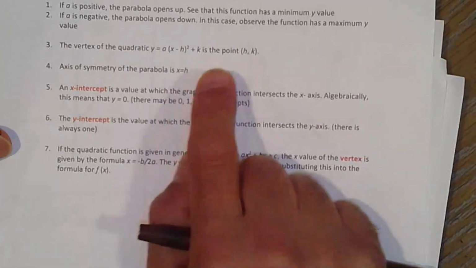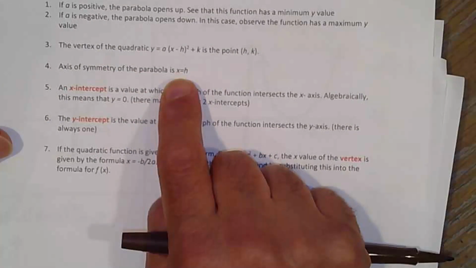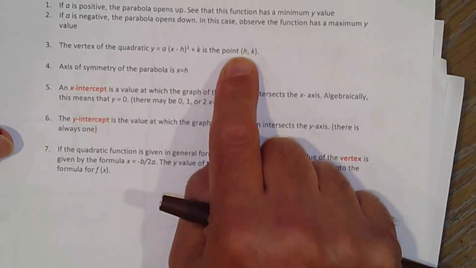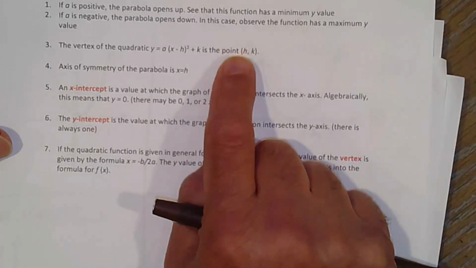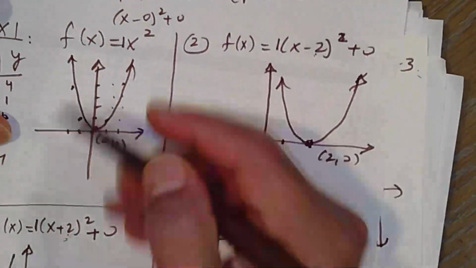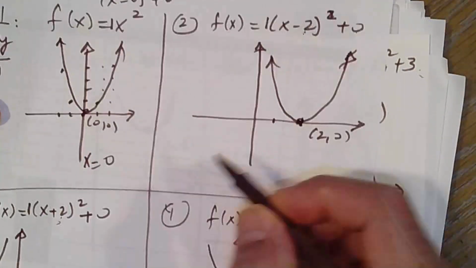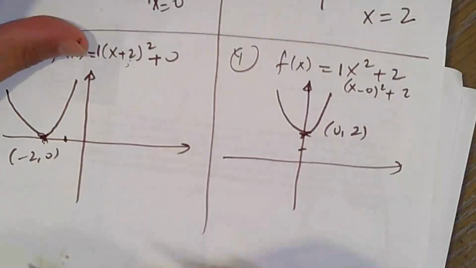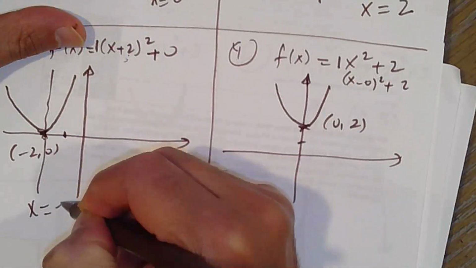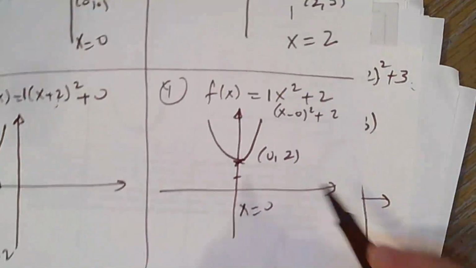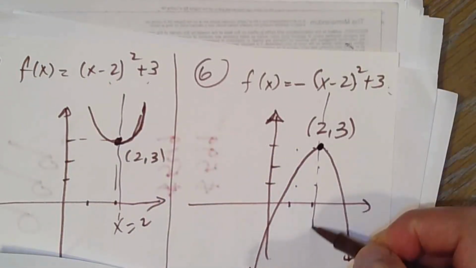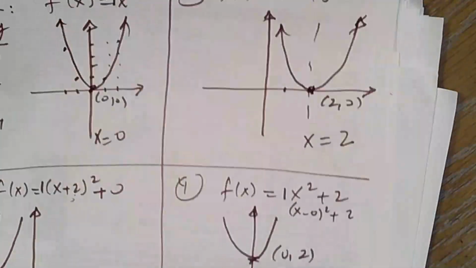And then the axis of symmetry is x equals h. It's the vertical line that splits the parabola in half. It's at x equal the x value of the vertex, always. So over here it's going to be x equals 0, which is the y-axis. This is at x equals 2. That's the line that splits the parabola in half. This is at x equals -2. This is at x equals 0. And x equals 2 is the line of symmetry here too. We always have to write this down.